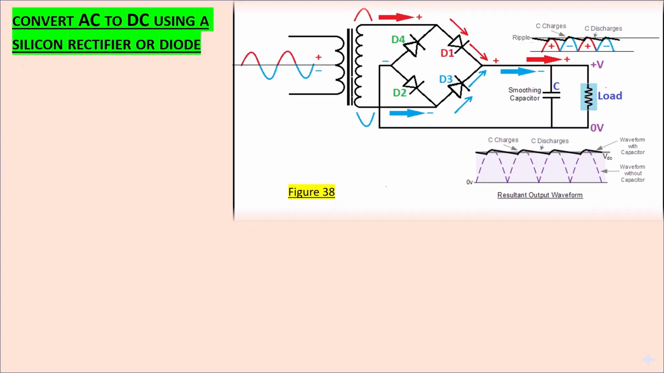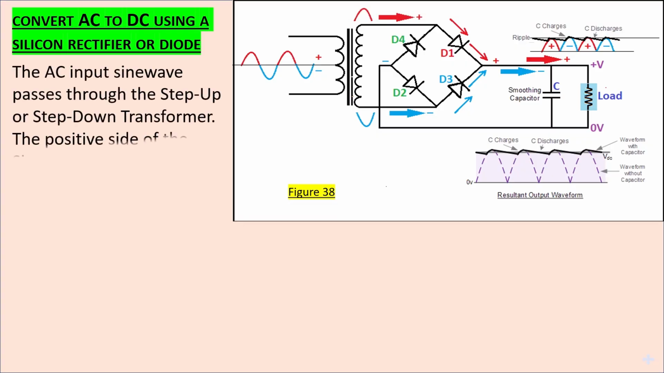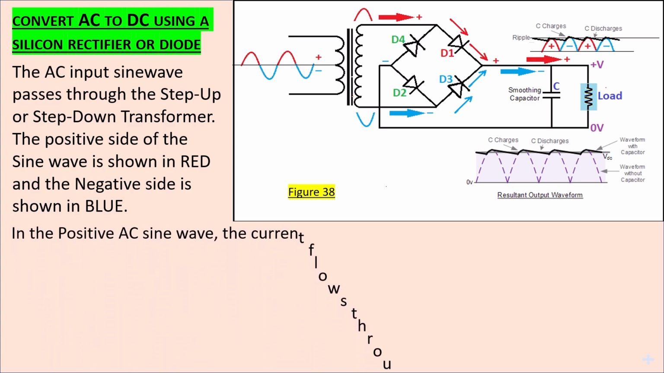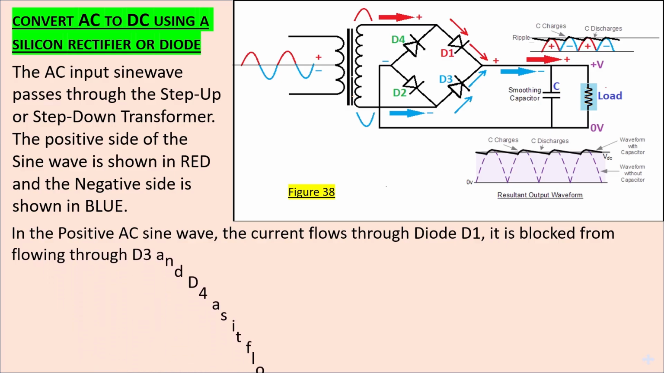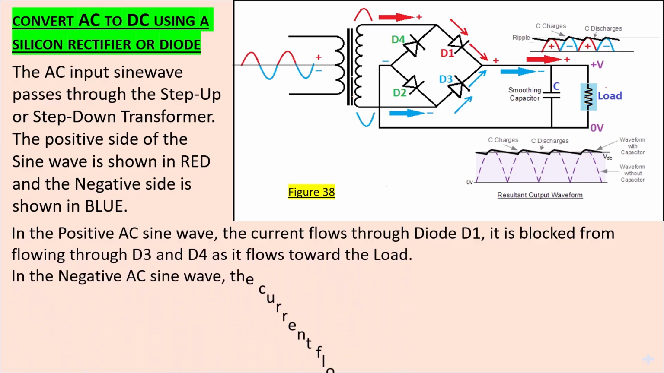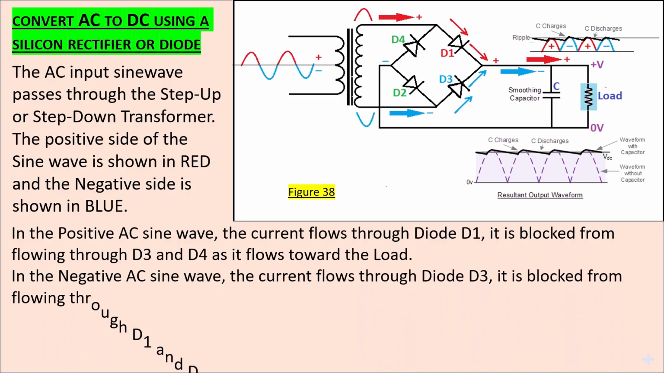Convert AC to DC using a silicon rectifier or diode. What you're going to be seeing here is a picture of basically a battery charger, how a battery charger works. The AC input sine wave passes through the step up or step down transformer. The positive side of the sine wave is shown in red and the negative side is shown in blue. In the positive AC sine wave, the current flows through the diode D1 and is blocked from flowing through D3 and D4 as it flows towards the load.